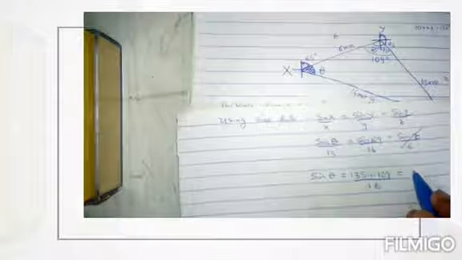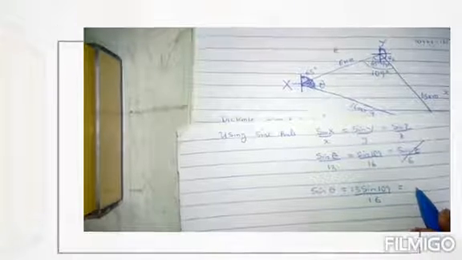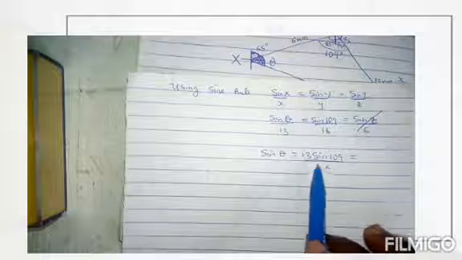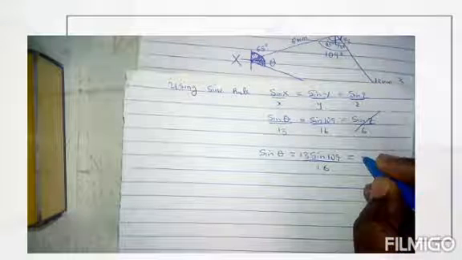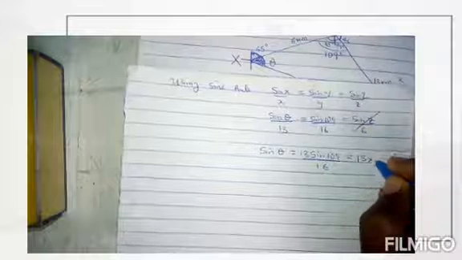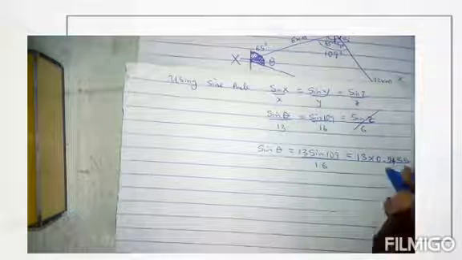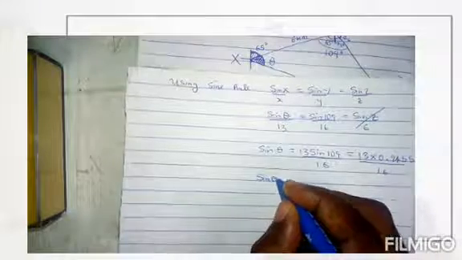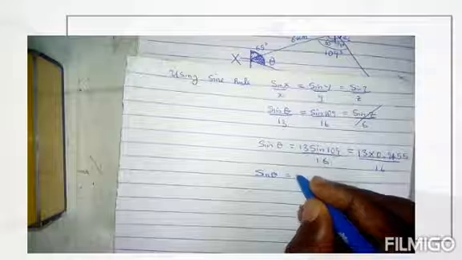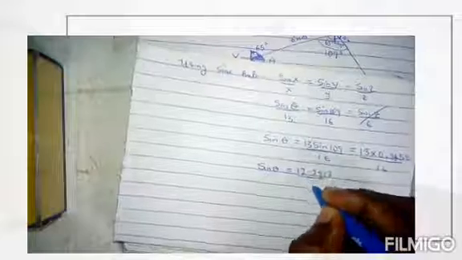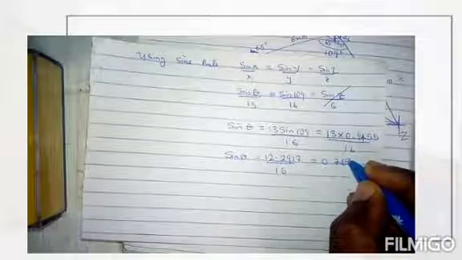When you compute this, sine 109 will give you 0.9455, times 13, divided by 16, so that your sine theta will be 12.2917 over 16. When you divide that, it will give you 0.7682.